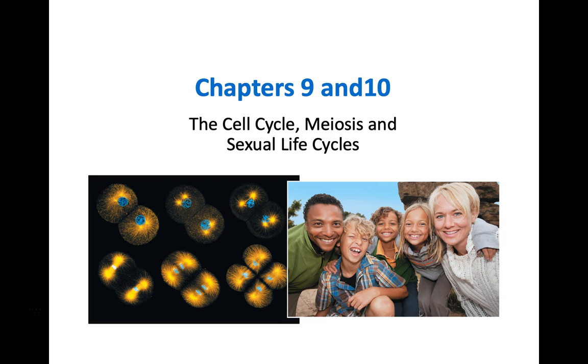So let's get started with chapters 9 and 10. Chapters 9 and 10 focus on the cell cycle. And then we talk about two different types of cell division, mitosis and meiosis, and how that relates to the sexual life cycle of most organisms, animals and humans.